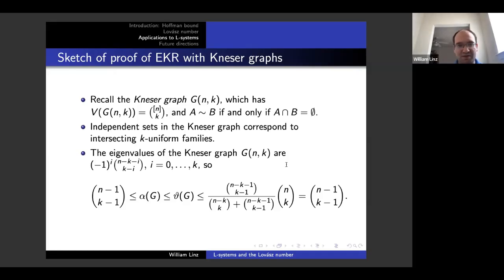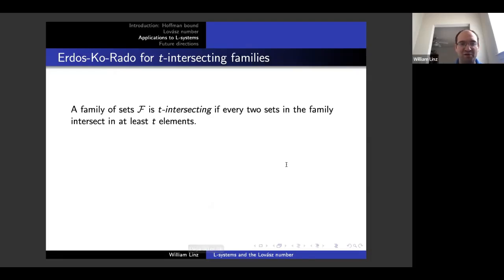Okay, all right. So we could go even further than that. What about t-intersecting families? We've dealt with intersecting families. Now, a t-intersecting family simply means that every two sets in the family intersect in at least t elements.